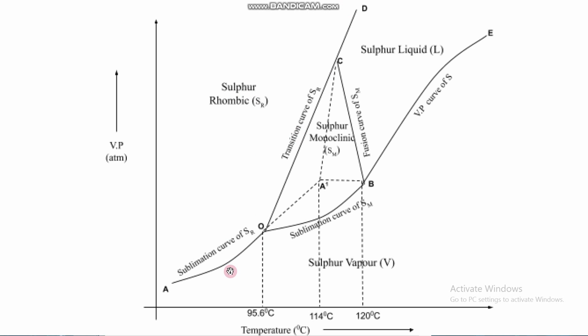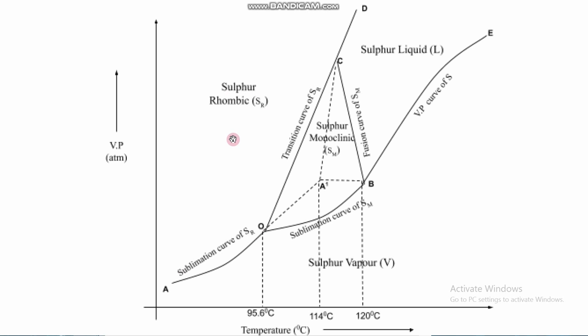How? Here the AO curve indicates equilibrium between sulfur rhombic and sulfur vapor, the OC curve indicates equilibrium between sulfur rhombic and sulfur monoclinic, and the CD curve indicates equilibrium between sulfur rhombic and sulfur liquid. The common phase is sulfur rhombic, so it will occupy the area between AO, OC and CD. Here the sulfur rhombic is more stable.